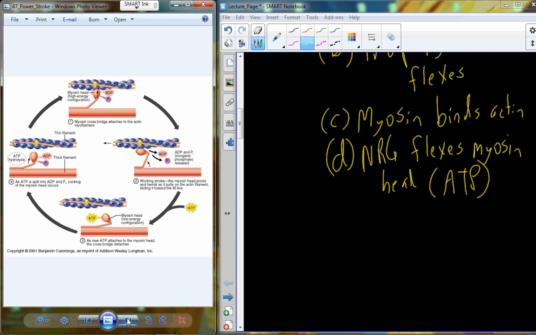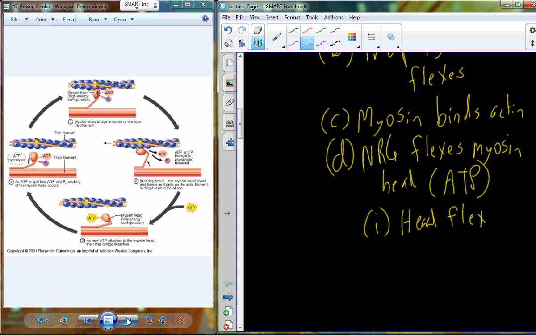So when energy becomes available to flex the myosin head, the head goes into this flexed position. That's a high energy position. It's basically sort of like loading the actin and myosin molecules so that they can move. So they go into this flexed position, that's a high energy position, and they form a cross bridge. And the cross bridge is that interaction between the myosin head and the actin filament.